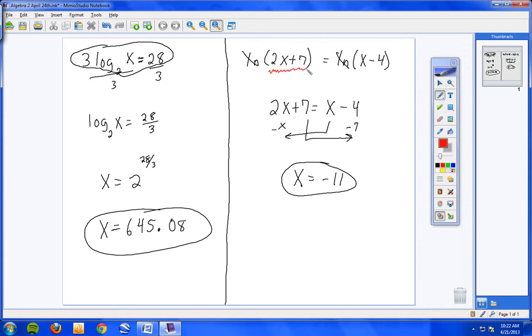Okay? If you put a negative 11 in right here for x, do this in your head. 2 times negative 11 is negative 22, plus 7 is negative 15. So your entire argument is a negative number when x is negative 11. You can't have that. So the answer is no solution. So I guess it wasn't quite as easy as I thought.